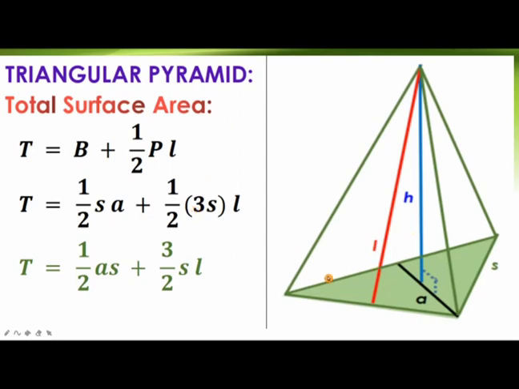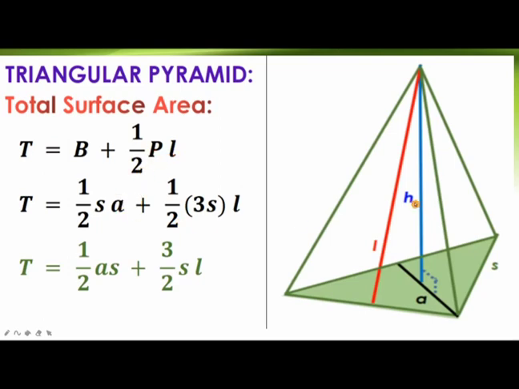The base of a triangular pyramid is of course a triangle. We'll now derive the specific formulas for its total surface area and volume. For the total surface area, again, it is the sum of the area of the base B and 1/2 P times L. Here, P is the perimeter of the triangular base and L is the slant height.